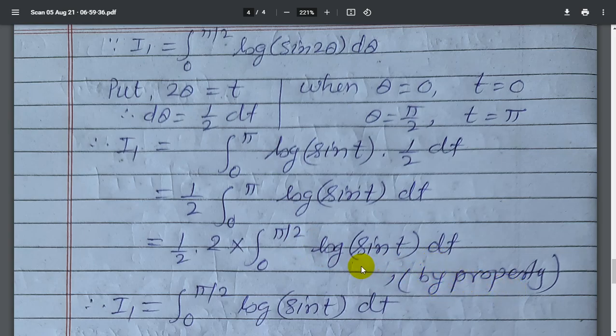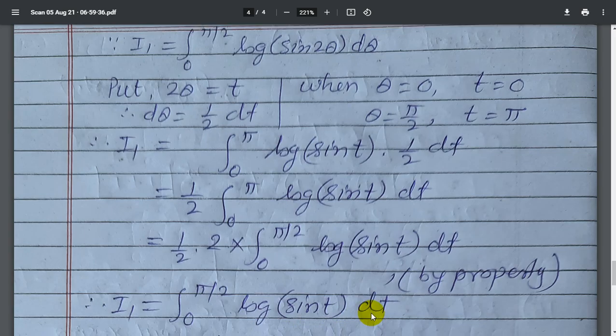This property you can apply only when log sin(pi minus t) becomes log sin t only. Here the limit is 0 to pi by 2, so it is twice, and 0 to half of the limit, that is pi by 2. Half of pi is pi by 2. Clear? Therefore I1 can be written as the 2 gets cancelled, so integral I1 can be written as 0 to pi by 2 log of sin t dt.